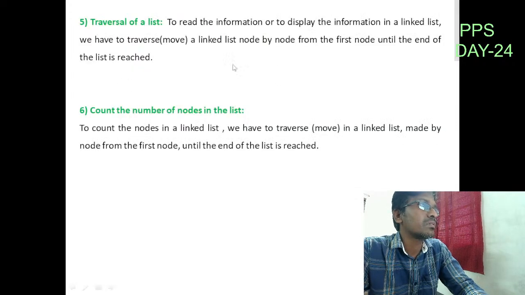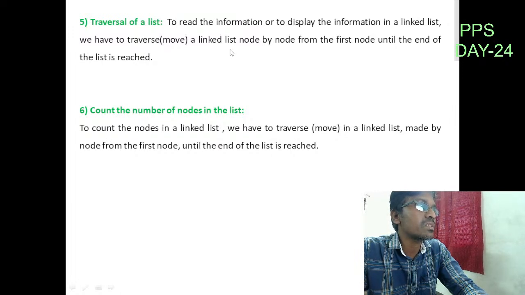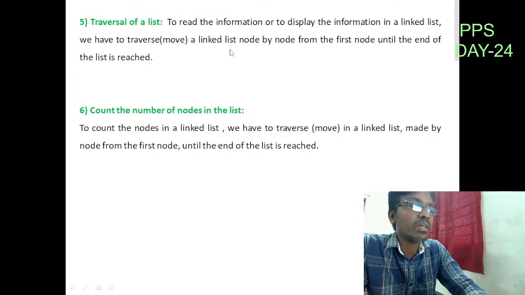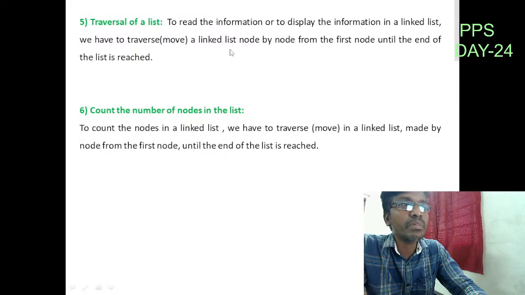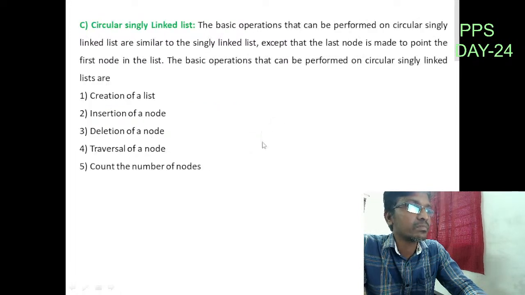And next one, travel. In a double linked list you can travel from the starting node to the end node, and similarly you can travel from the last node to the first node also. Why? Because the list contains a forward direction as well as a backward direction. The forward direction contains the address of the next node, and the backward direction contains the address of the previous node. And finally we can perform the count operation: how many nodes are there in a linked list, you need to count. So that is about a double linked list.